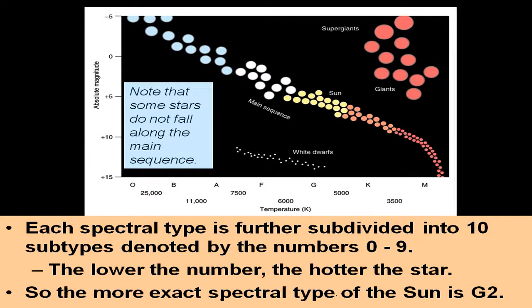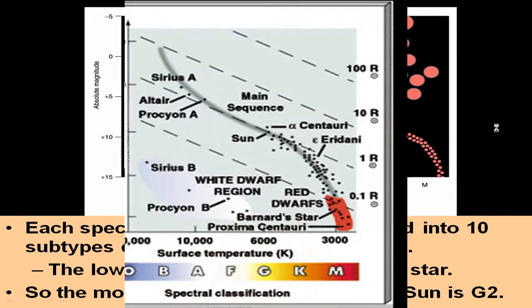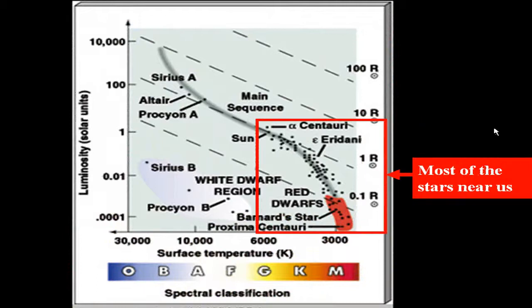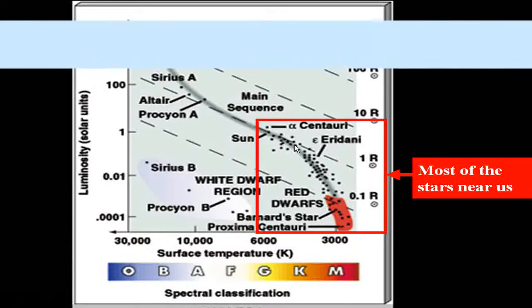So the more exact spectral type for the Sun itself is a G2 star. So we're not quite at G0, we're a little bit to the right at G2. Most of the stars near us that we might see in the sky, or that might actually be in the sky, are to the right on this main sequence, kind of towards the lower end here. Our star being a G2, kind of a yellowish star.